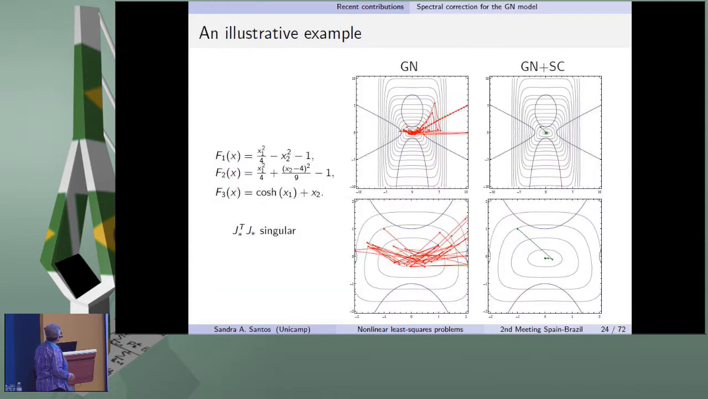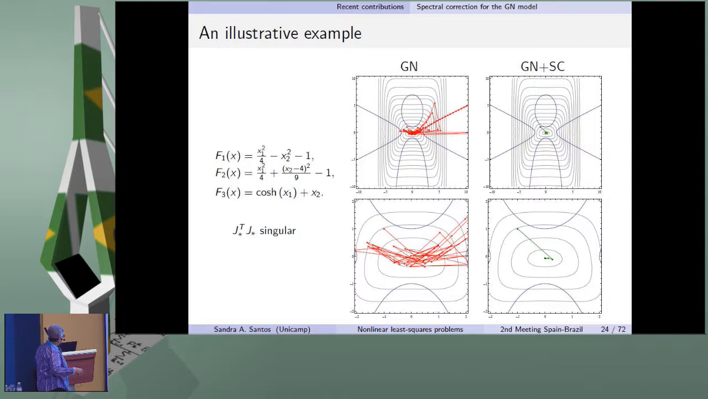So to give you an idea of the performance, I provide here an illustrative example, a very geometrical one, a problem with non-zero residue. We are accommodating these three residual functions, and in this case, this matrix is singular, so that Gauss-Newton really diverges. Here we have the behavior of the iterates. They started from here. Here we have a zoom.